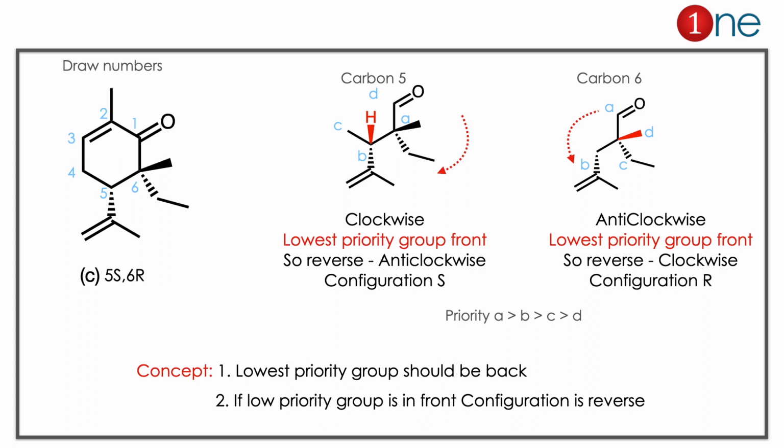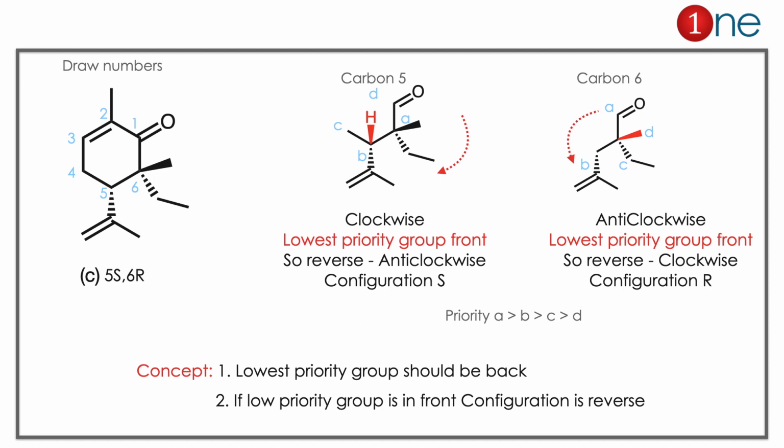So we assign the priority. The carbonyl comes first, then the alkene second, methyl third, and hydrogen will be the least one, which is D. So it's a clockwise arrangement. But the catch here is that the lowest priority group should be on the back side. Here it is in front. So the configuration will be reversed. It's anti-clockwise. So the configuration is S here.